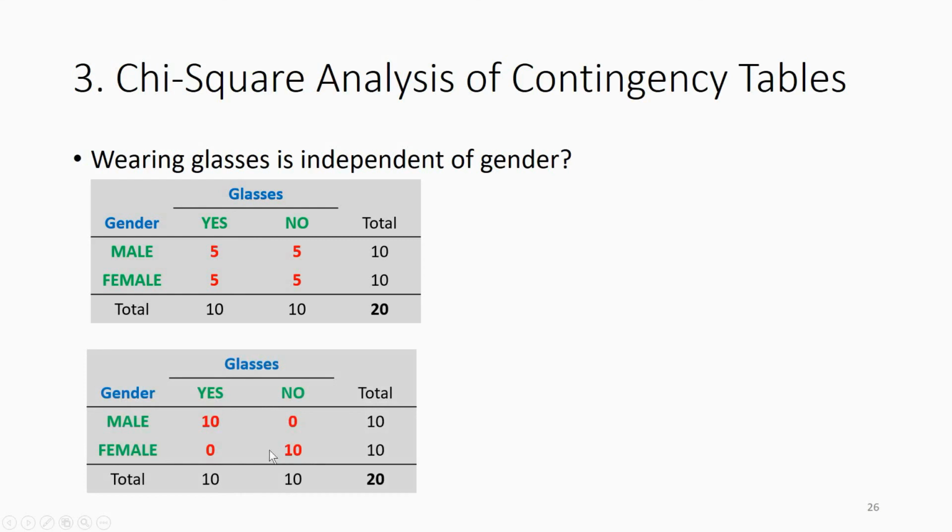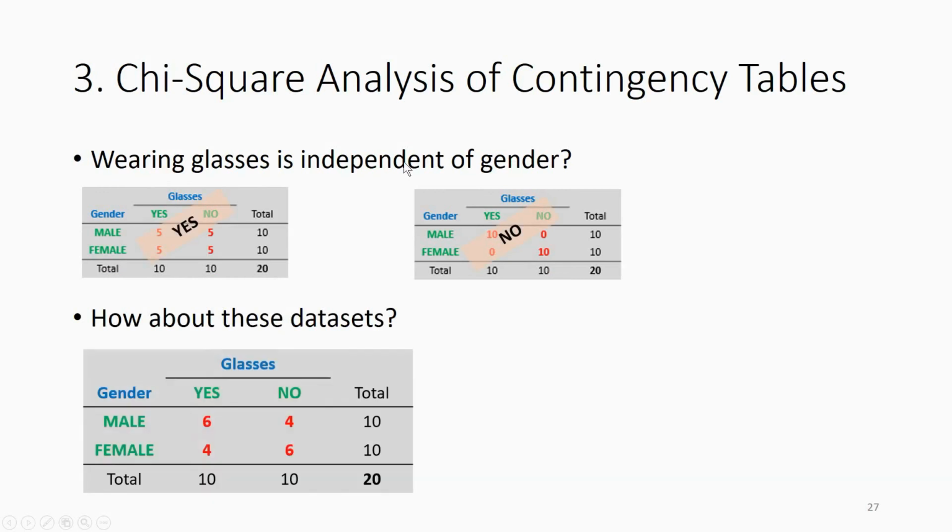This one is not independent. You can see all the students with glasses are male students. All the students without glasses are female students. You just notice the difference. The total is the same, right? The total for each category is also the same. So for this one, the answer will be no. For this one is yes. For this one is no. Not independent.